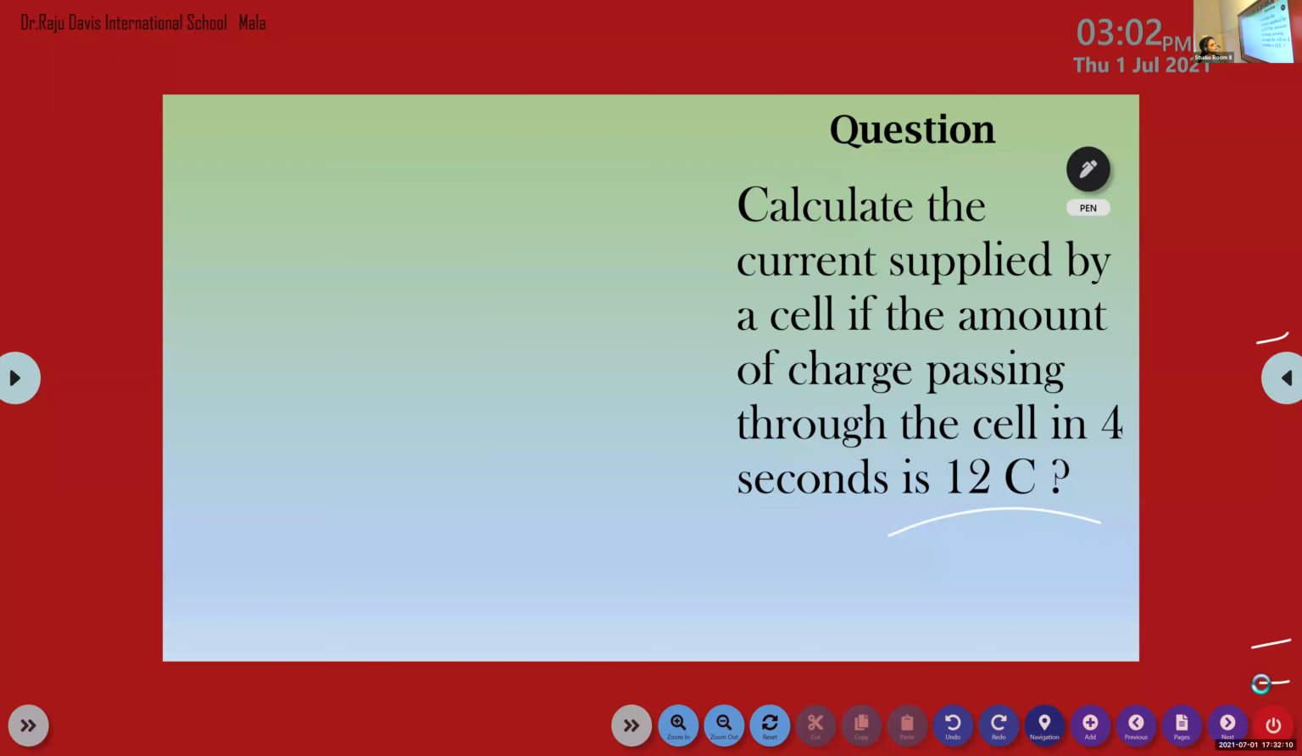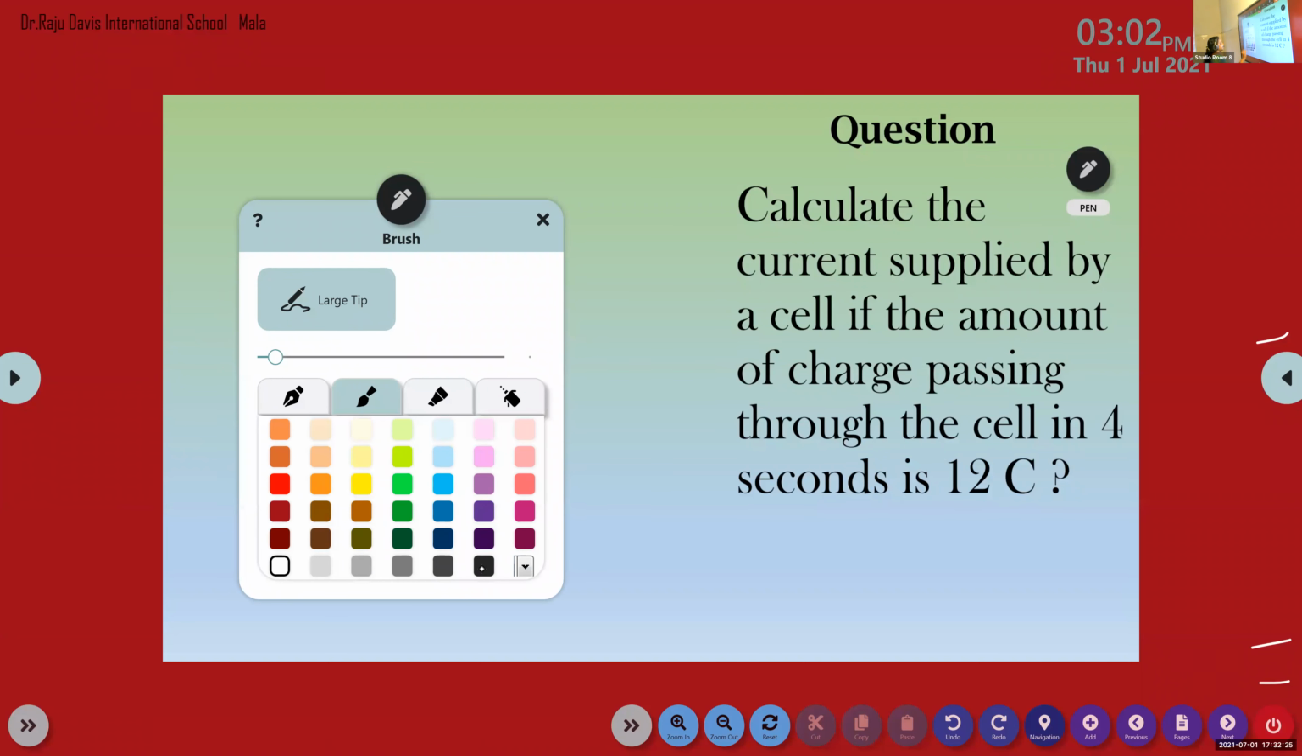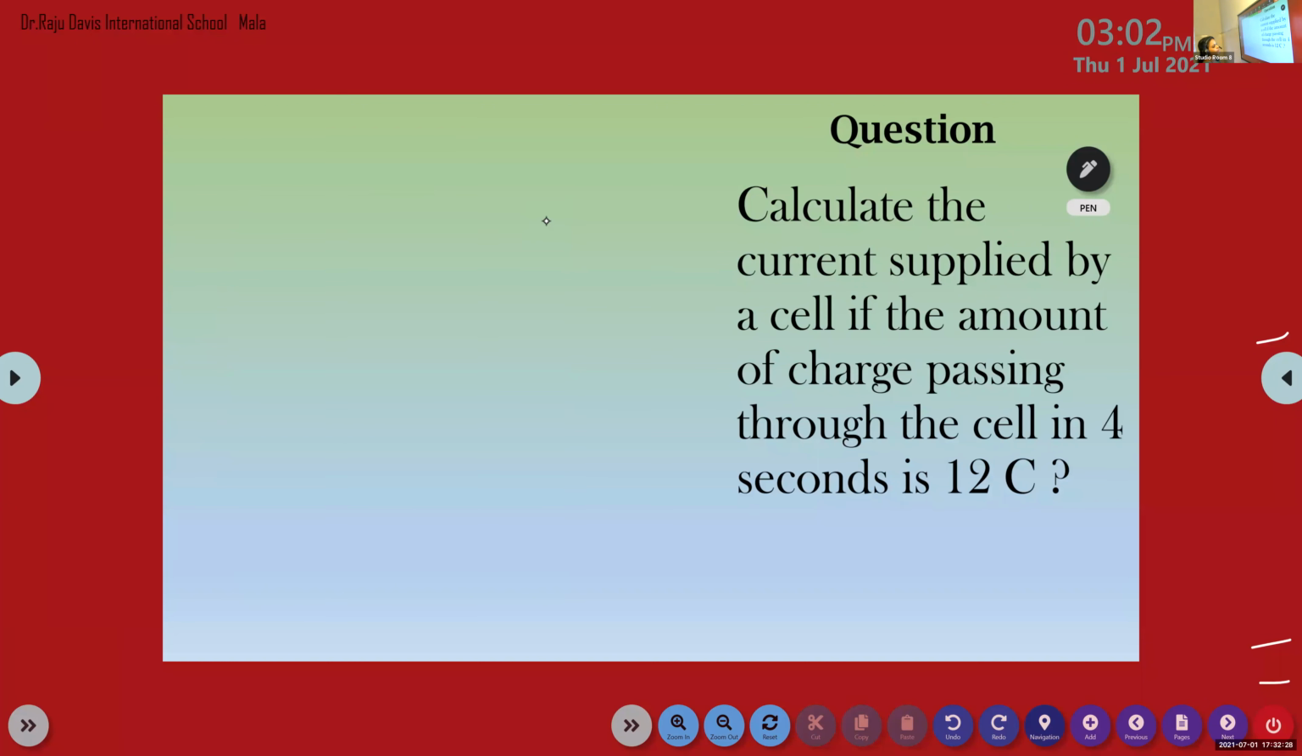Calculate the current supplied by a cell if the amount of charge passing through the cell in 4 seconds is 12 coulomb. First of all, you identify what physical quantities are provided here. Time, and 12 coulomb, the charge. How can we represent charge? Q. Q is equal to 12 coulomb. Time is given. What's the time? 4 seconds. And what do we want to calculate here?